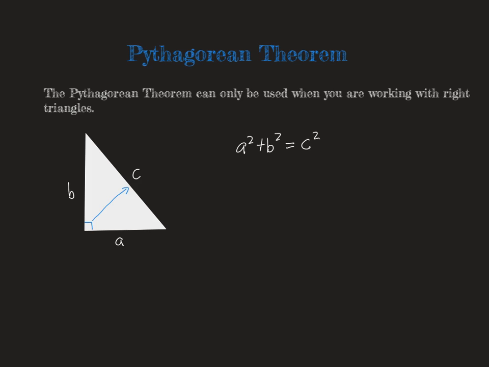Now, to be able to work with this formula, you need to make sure that you know basic algebraic expressions. So you need to be able to isolate for variables. The longest side, like we mentioned, which is always going to be c, is also known as the hypotenuse.